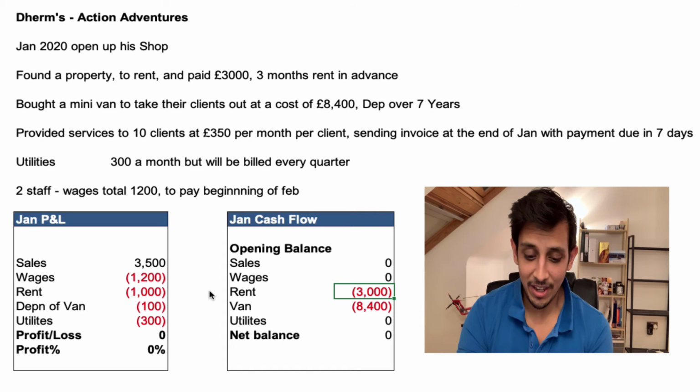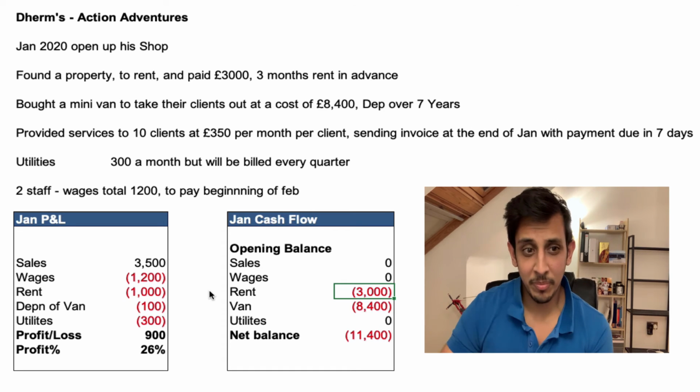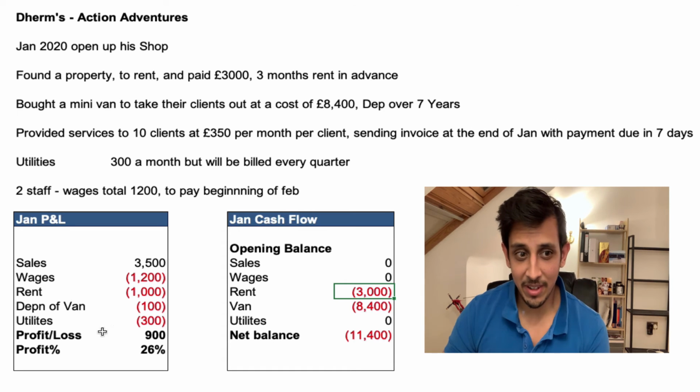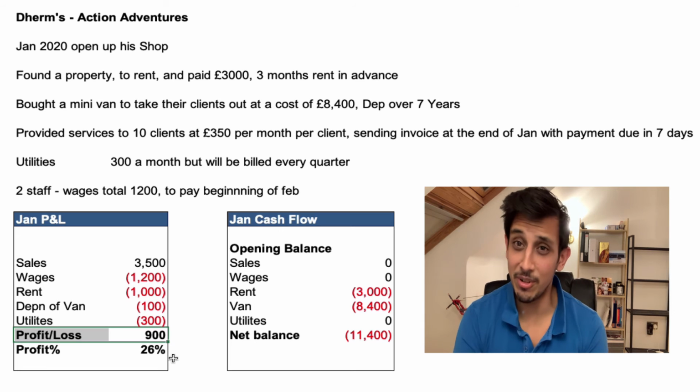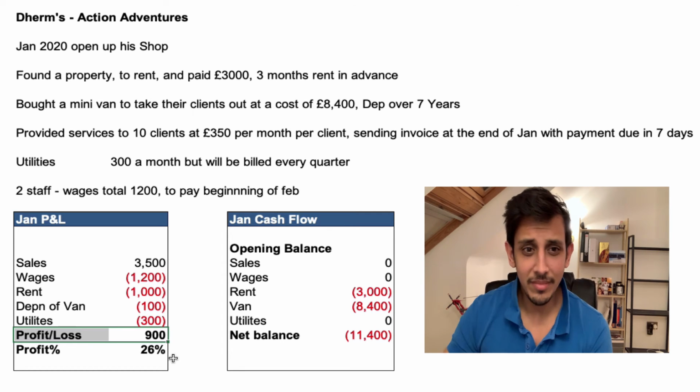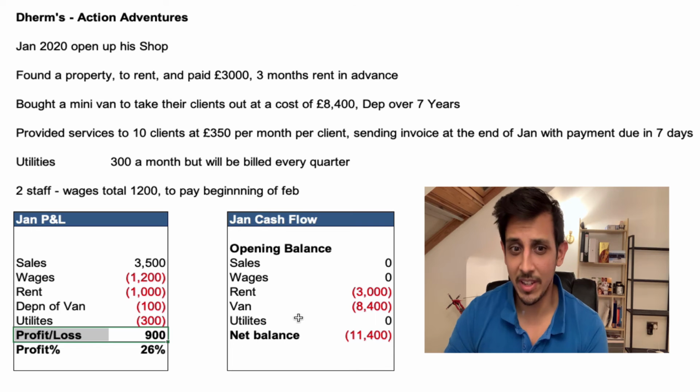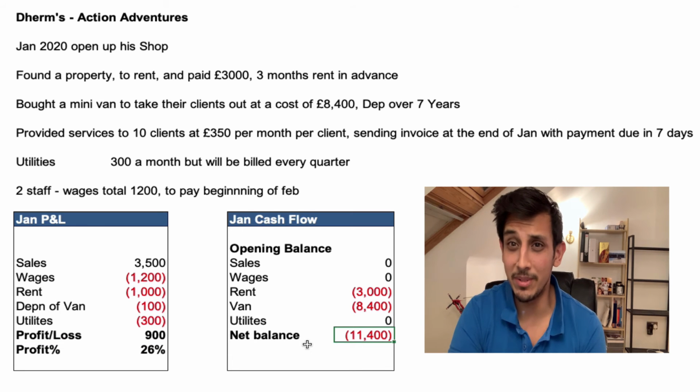So as you can see, if we take a look from a P&L perspective, we're actually going to make £900 profit. So that's perfect, you know, not too bad for our first ever month, which I'm quite happy about. But from a cash flow perspective, you actually see that we've spent £11,400 too much, and we need to make sure that we have that covered.